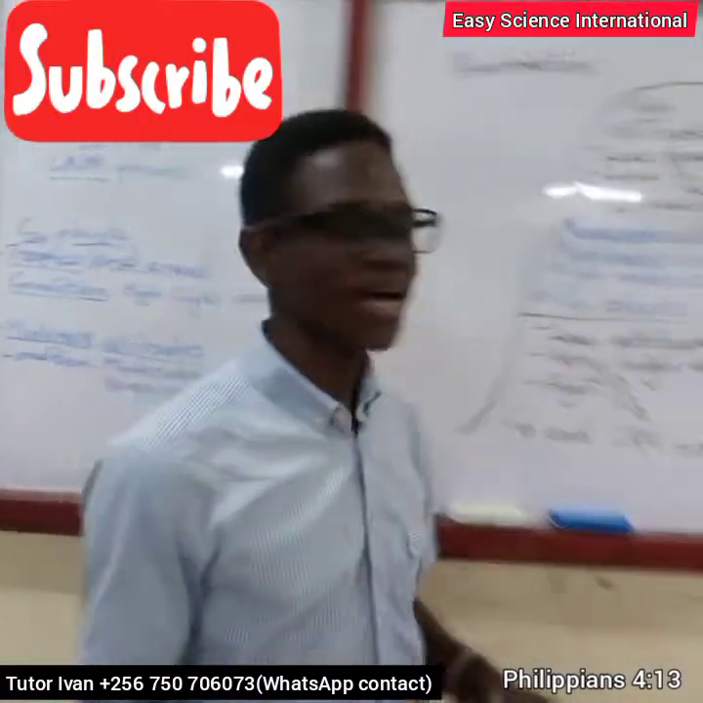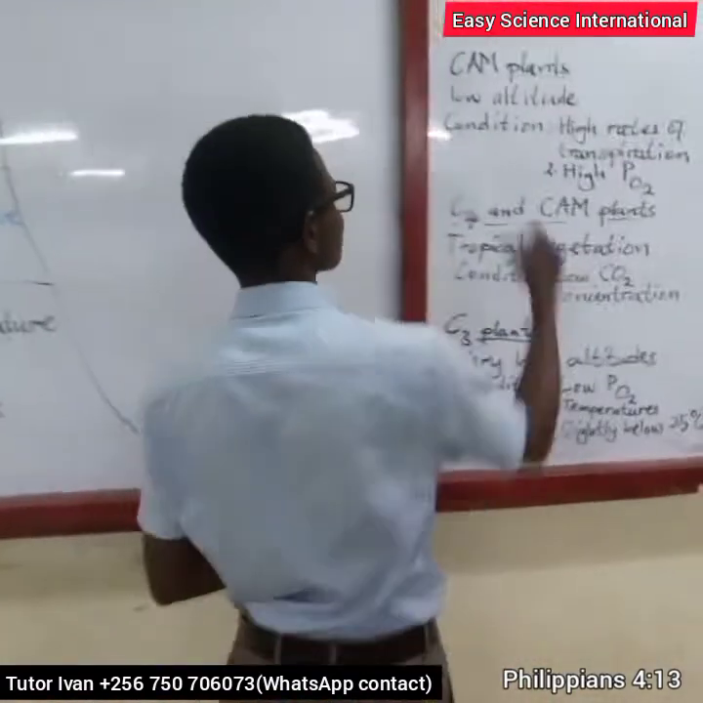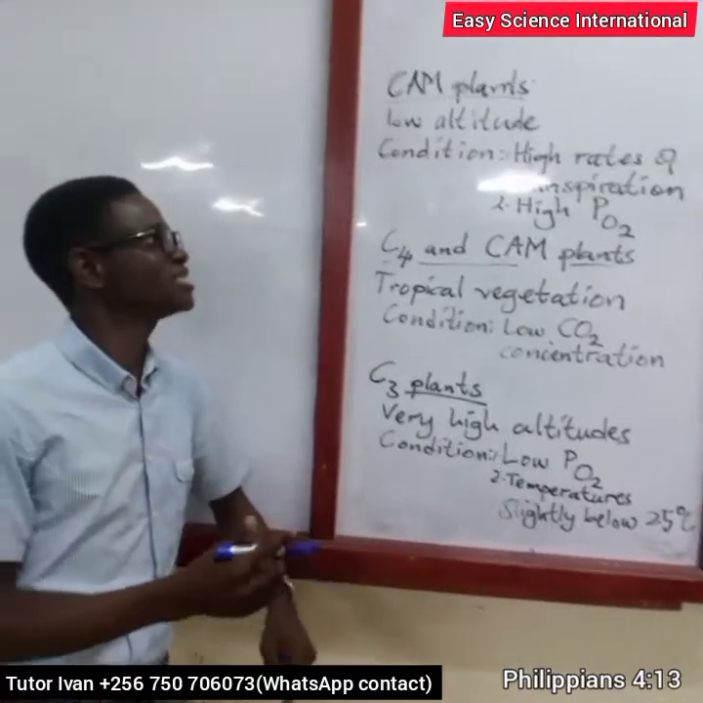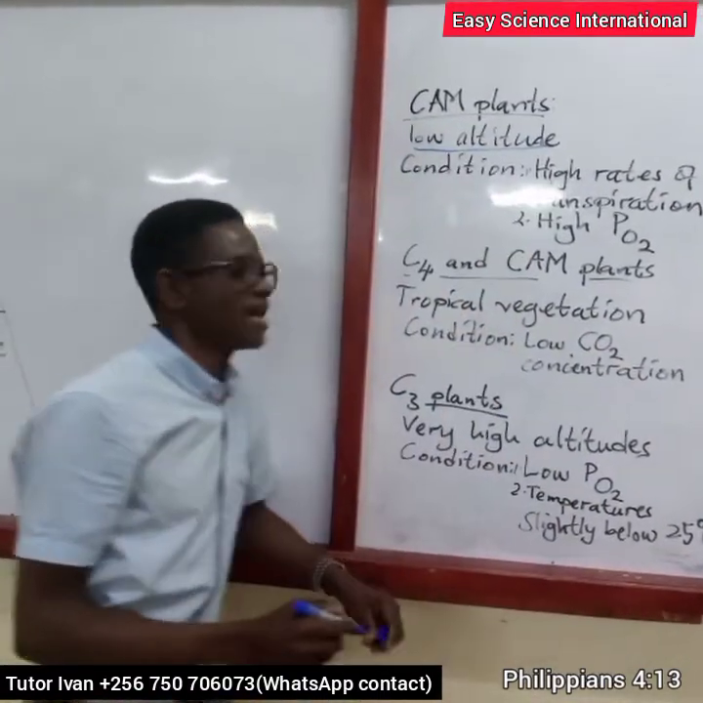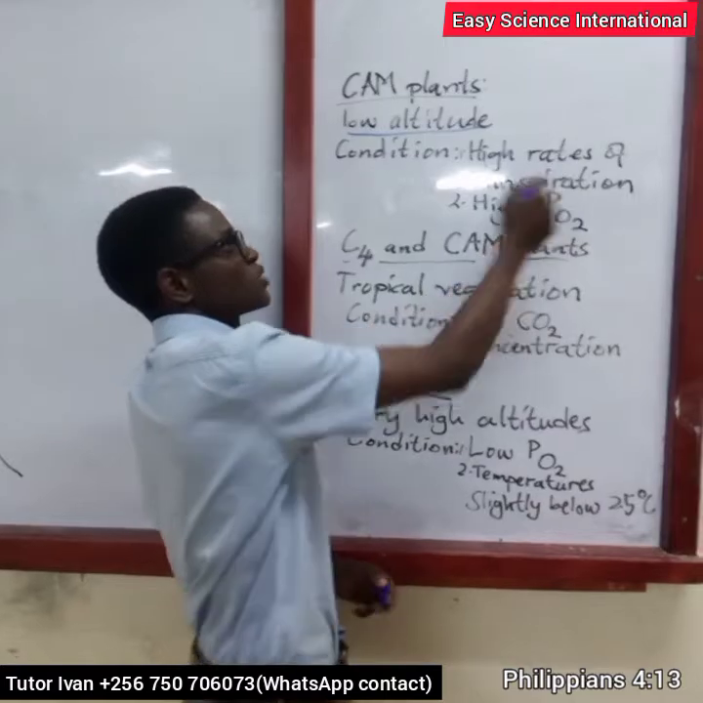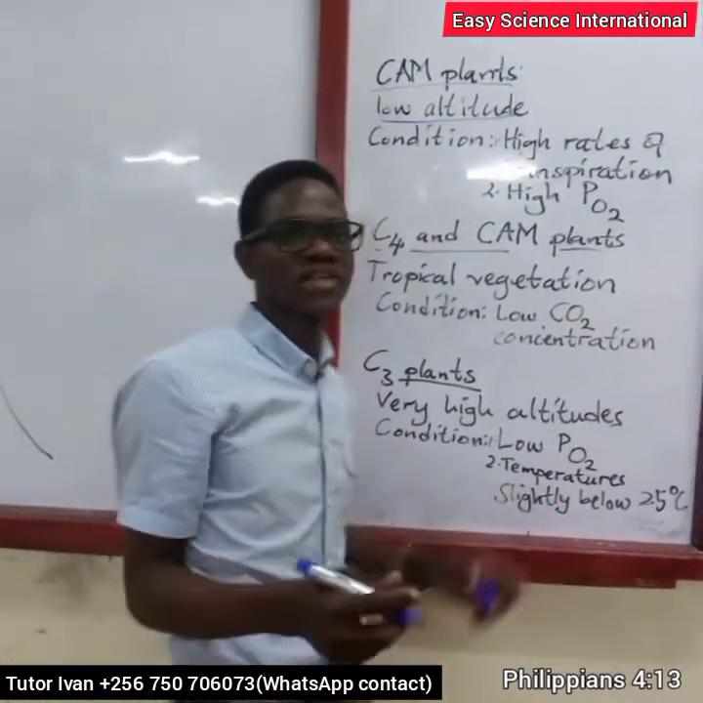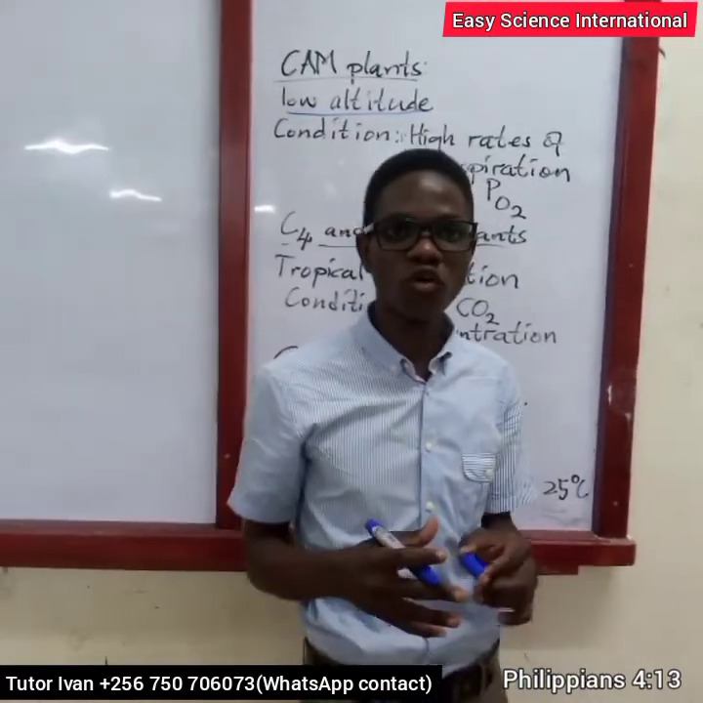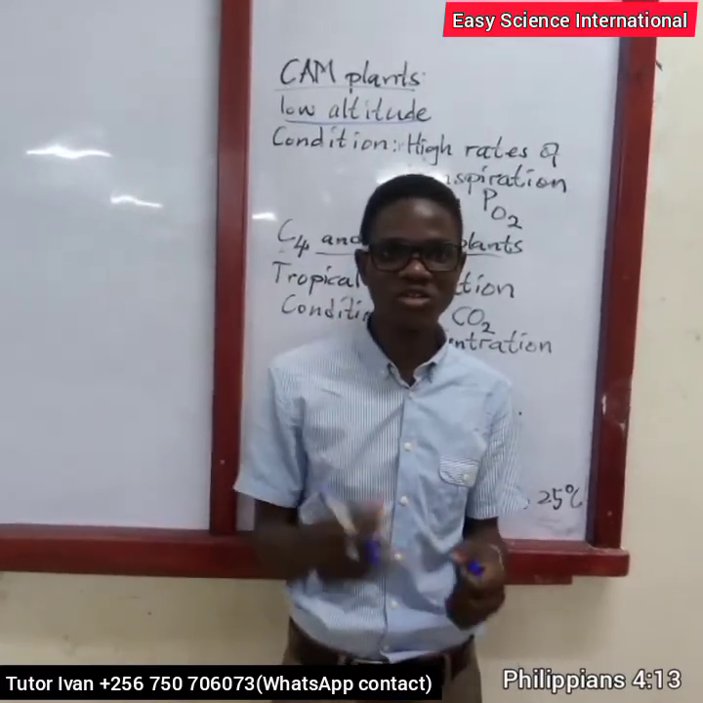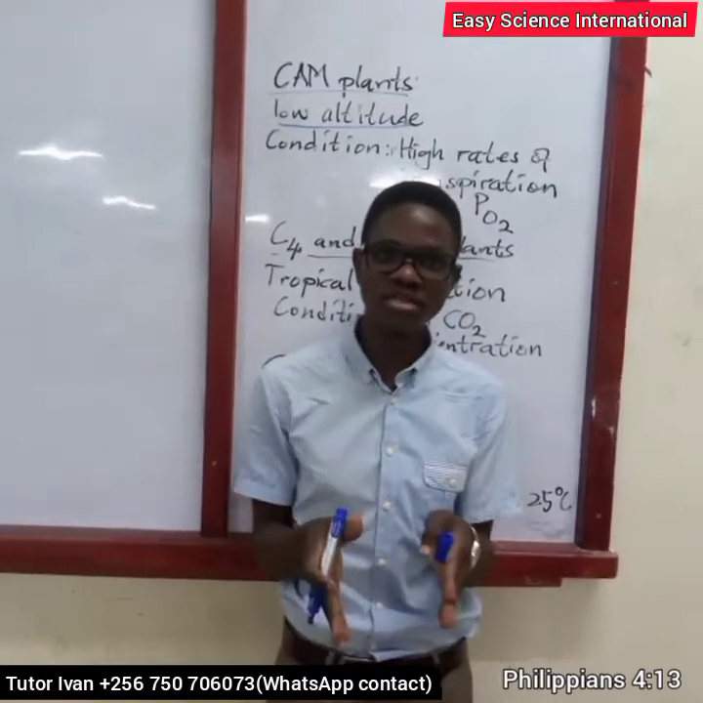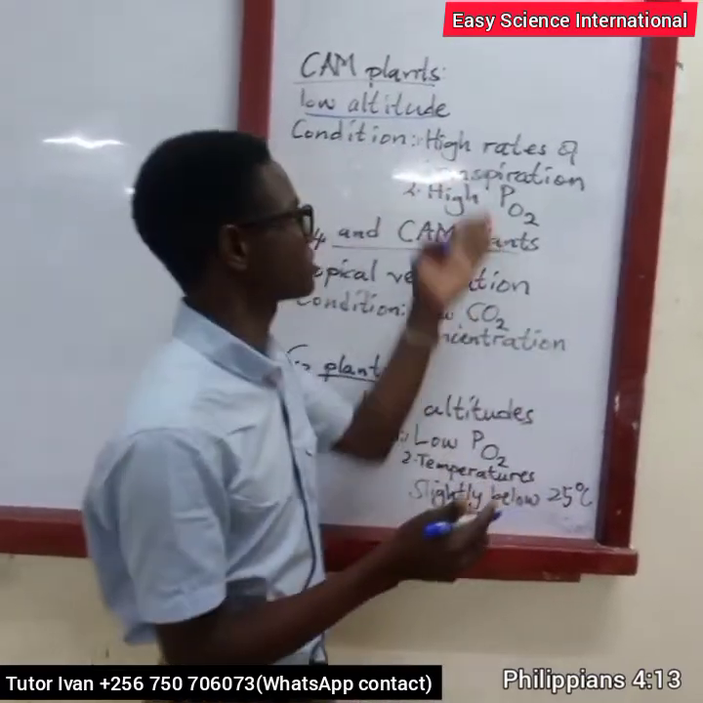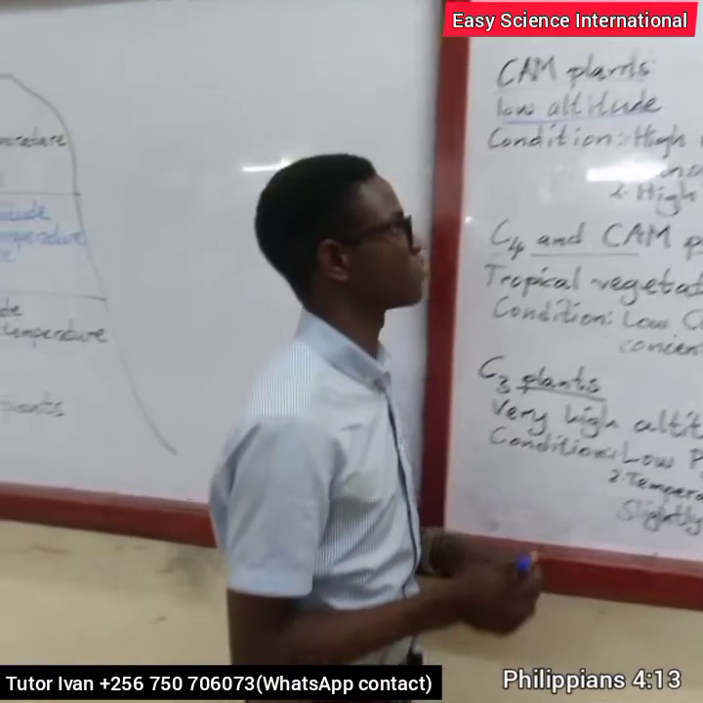Yes, let's look at the CAM plants. Now, CAM plants, we saw that they are Crassulacean acid metabolism plants. Now, they are located at low altitudes and in the desert. Now, the conditions which are there, we know that there are high rates of transpiration, and therefore plants which are there are susceptible to excessive loss of water. Now, the CAM plants employ a reversed stomatal rhythm. That is, they open their stomata at night and close them during the day. By so doing, they reduce excessive water loss caused by the high rates of transpiration.